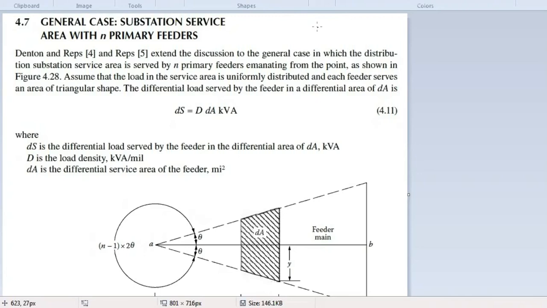By the end of this derivation, you will get the general voltage drop in the substation service area with n primary feeders. From that you can calculate the voltage drop in the square shaped service area and the hexagonal service area, and you can compare them later. For this we have taken a general case in which the distribution substation area is served by n primary feeders, as shown in the figure. Assume that the load in the service area is uniformly distributed and each feeder serves an area of triangular shape.